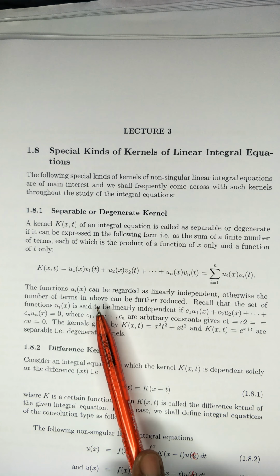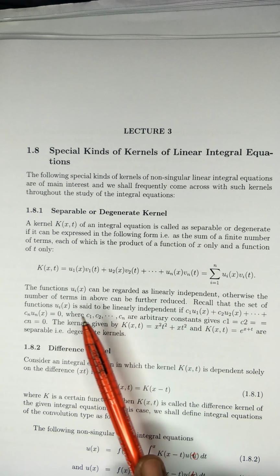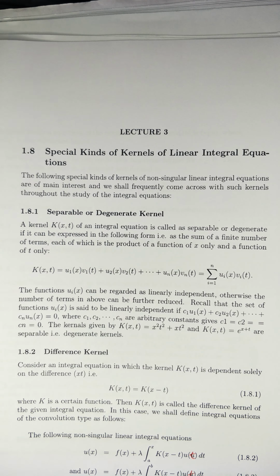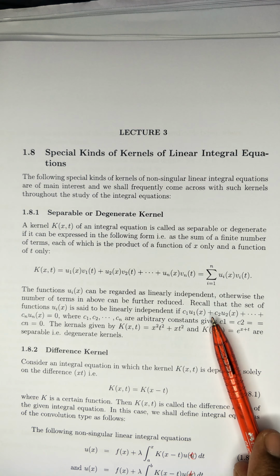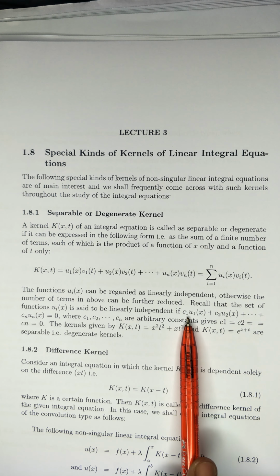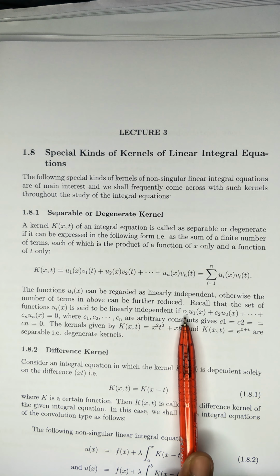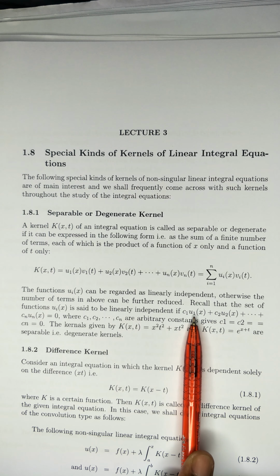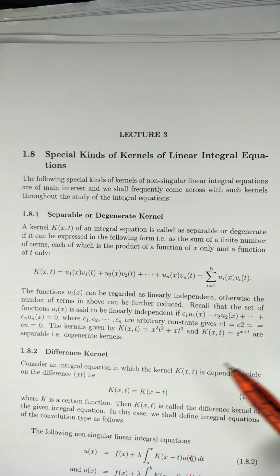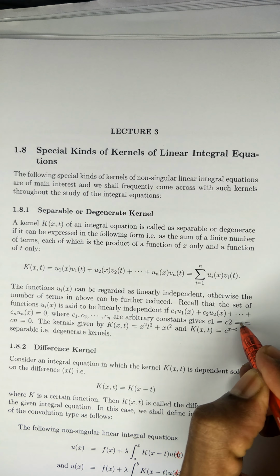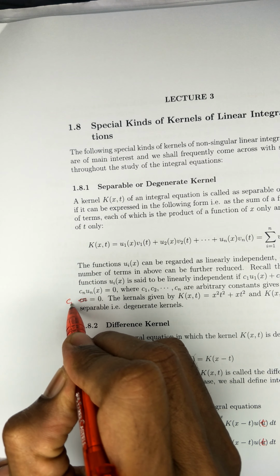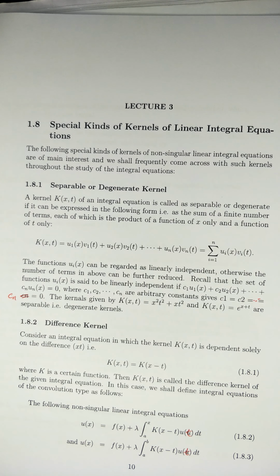The functions ui can be regarded as linearly independent. Otherwise, the number of terms in the above can be further reduced. Just to recall, the functions are linearly independent if the summation of constants ci times those functions equal to 0 implies that all the ci are 0, that is c1 up to c sub n equal to 0. That is a typing error there.